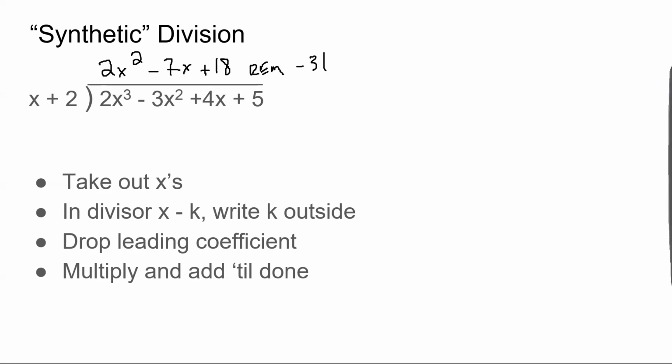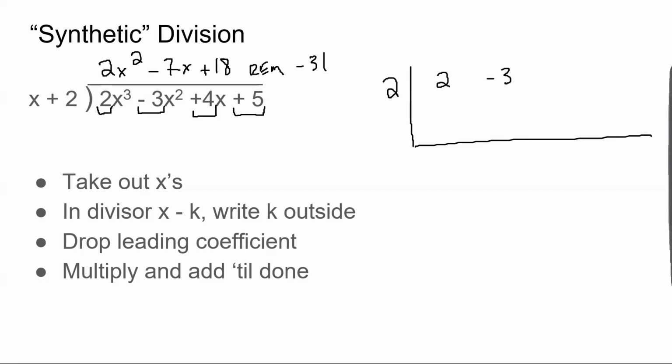Here is the synthetic division on this thing. I need to take out the x's and just focus on the numbers. Instead of working with the x's, we're working with the numbers. So that 2 is there, and we're going to put the 2 here and draw it upside down, traditionally this way. Now I'm interested in these numbers, and I'm going to put them right here beside it. So I've got a 2 and a negative 3 and a 4 and a 5.